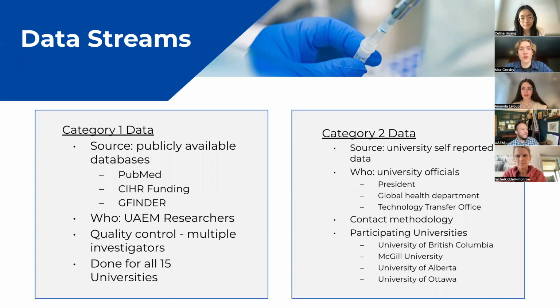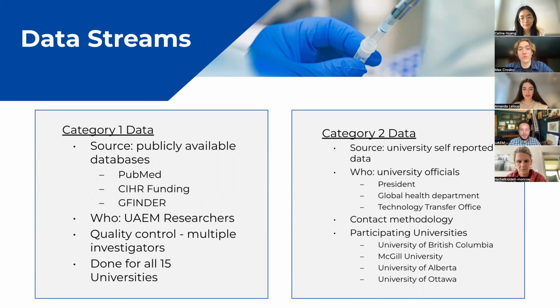So in our report card research, we used 2 main streams of data for our report. The first of these streams was our preferred Category 1 data, which we collected ourselves using UAEM researchers, like me, Amanda, and Celine. To ensure the integrity of this data, multiple investigators collected data for each question for each school. In the case of discrepancy in the data collected by our first 2 investigators, a third investigator would go in and collect data to resolve the discrepancy. And this sort of data collection was performed for all universities in the U15.